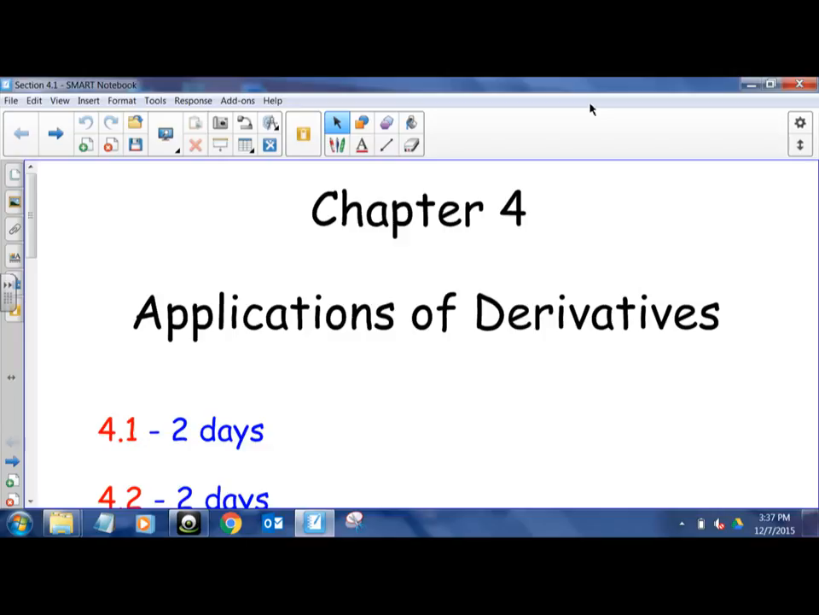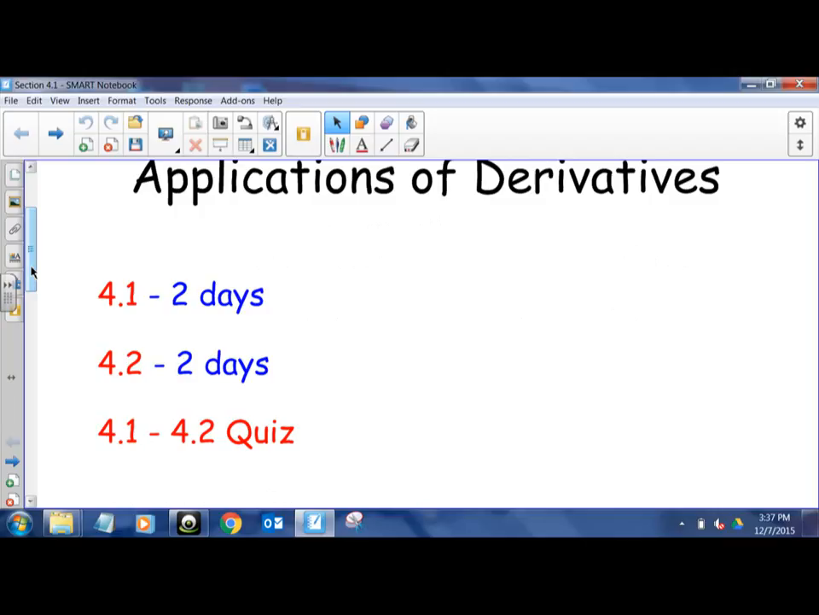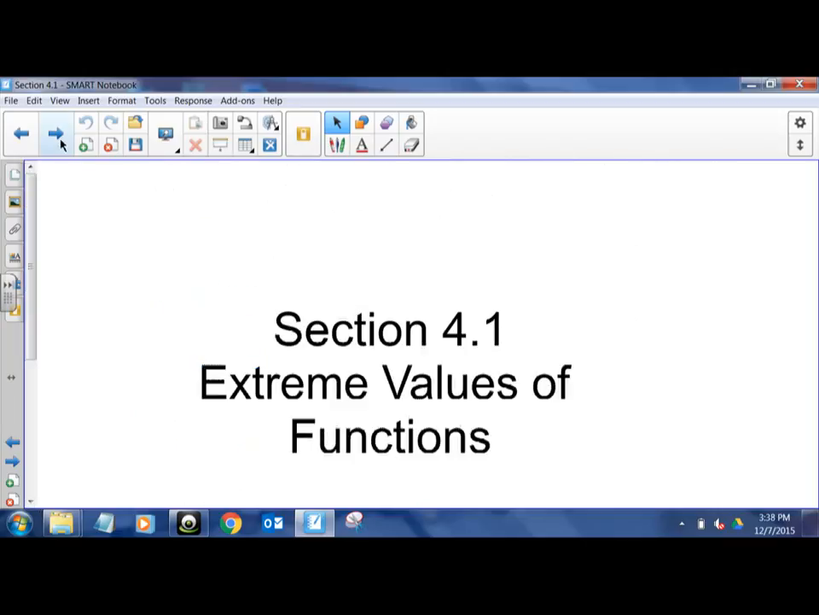But I'd like to go ahead and start Chapter 4, Applications of Derivatives. We're going to be about 2 days in each section. It might spill over. Some of the stuff in Chapter 4 might take a little longer, but I'd like to see if we can wrap it up in 2 days. We're going to do 4.1 and 4.2, and then we're going to take the 4.1, 4.2 quiz right after that.